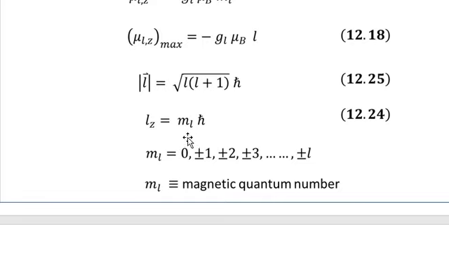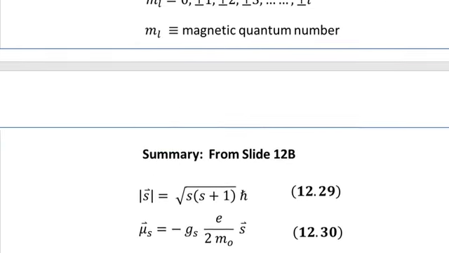So Lz is equal to ml into h bar, where Lz is the z component of the angular momentum, that is the component in the direction of the magnetic field, and ml is the orbital magnetic quantum number. So the allowed values of ml are 0, plus minus 1, plus minus 2, plus minus 3, and so on up to plus minus L. That is, ml will have a maximum value equal to either plus L or minus L. So ml is the magnetic quantum number. This was covered in lecture number 12A.